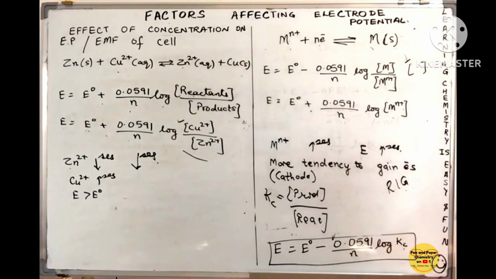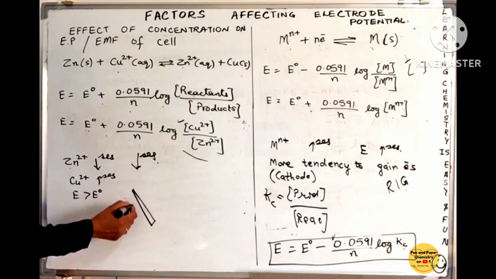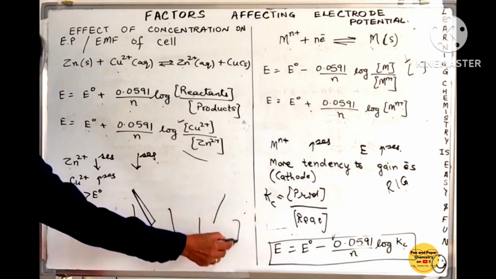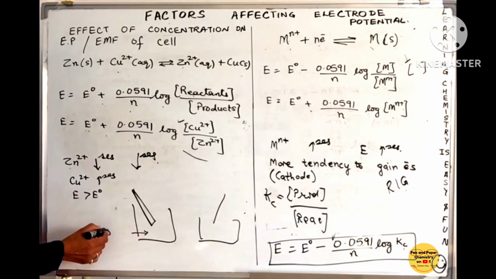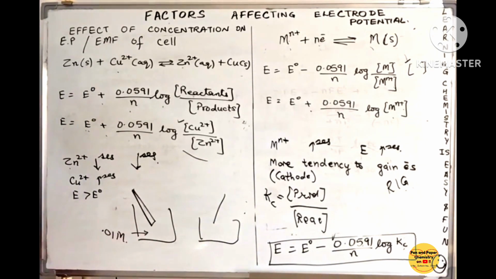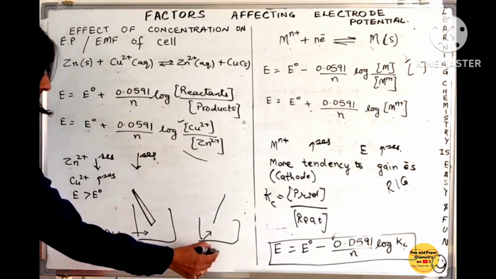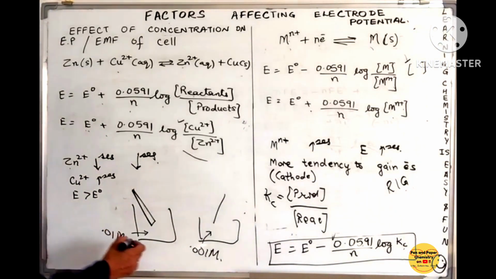In other words, supposing now I take the same combination. So I have copper in a solution of copper sulfate and another copper in a solution of copper sulfate. But in one I take the concentration as 0.01 molar, in the other I take the concentration as 0.001 molar. Both are copper sulfate.